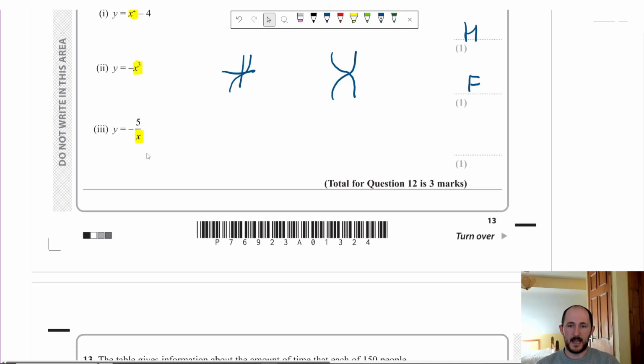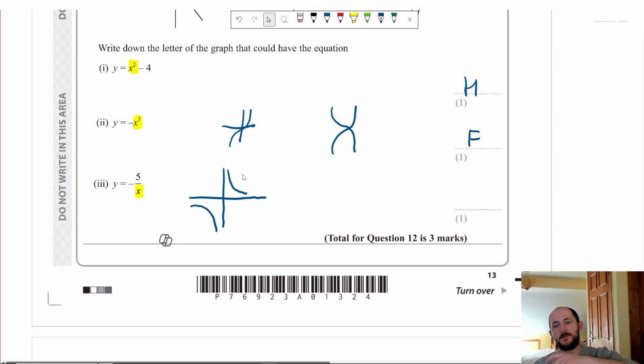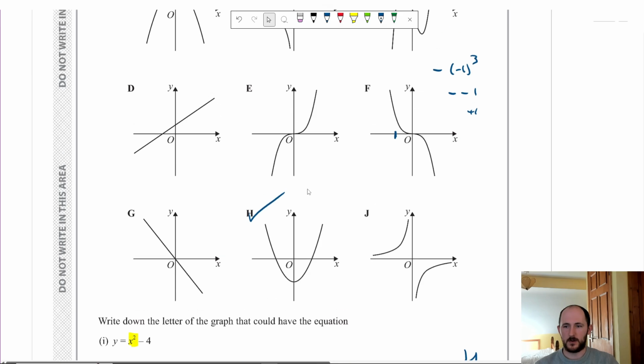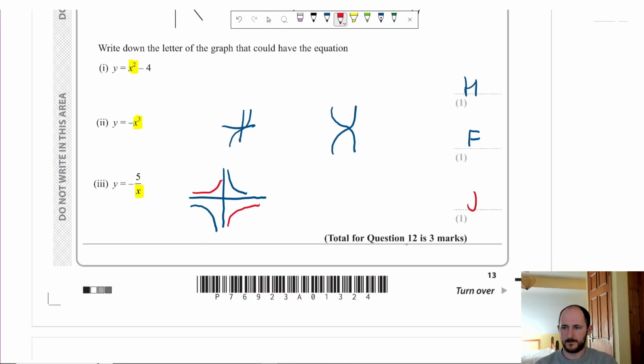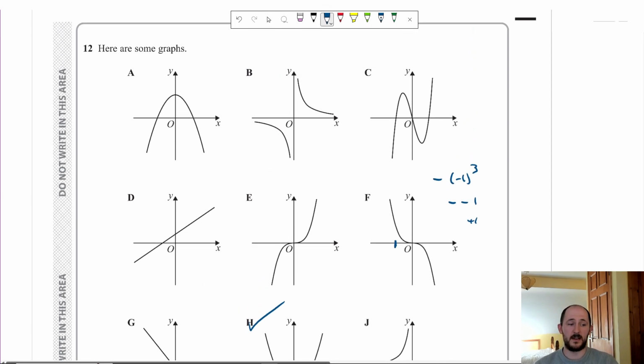Here, 5 over x, well, the 1 over x graph, again, normally looks like this, but this is a negative 5 over x, which means it's flipped. So instead, it should be something that looks like the red one. So if we look for the one that looks like that, it's going to be J. Again, it's a little tricky, but definitely make sure you practice learning your graphs because some of these are not really that bad and they're 3 marks just on the table.